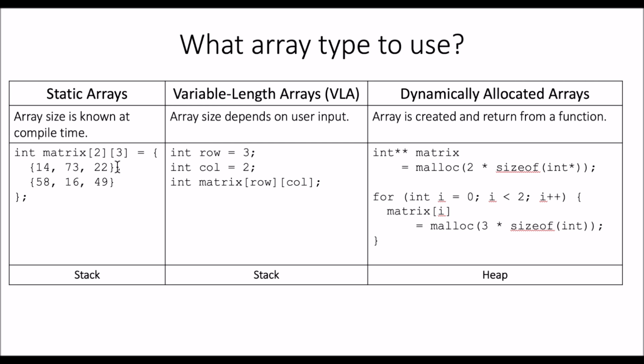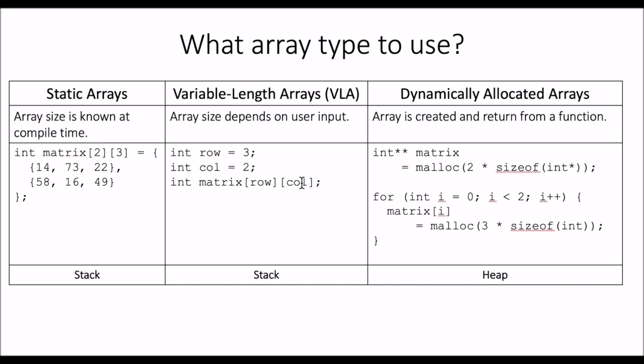That means memory is managed for you. You don't have to allocate memory. You don't have to free up memory. The second choice are variable length arrays. Always use variable length arrays when the size depends on user input. That is when you don't know the size of the array or any of the dimensions during compile time, but you only find out during runtime.